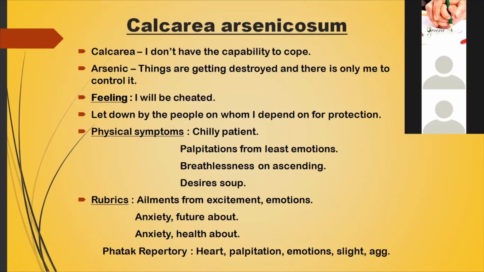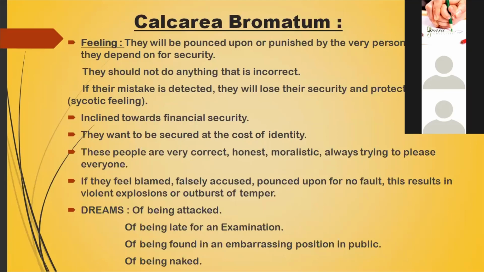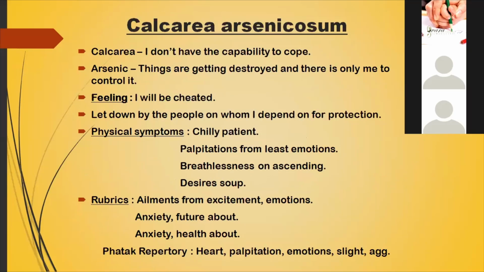Physical symptoms will be chilly patient. As we see in case of Kent Materia Medica, palpitations easy from least emotions, used usually in heart problems, heart disease. That much they are sensitive to least emotions. Breathlessness on ascending, representing the failure of heart. Desire soup, constantly they want to warm up themselves, activate themselves. The rubrics will be ailments from excitement, emotions, anxiety about future, anxiety about health. The Phatak repertory, the rubric will be heart palpitations, emotions, slight aggravation. Right? So the theme, I will be cheated by those whom I depend on for protection.